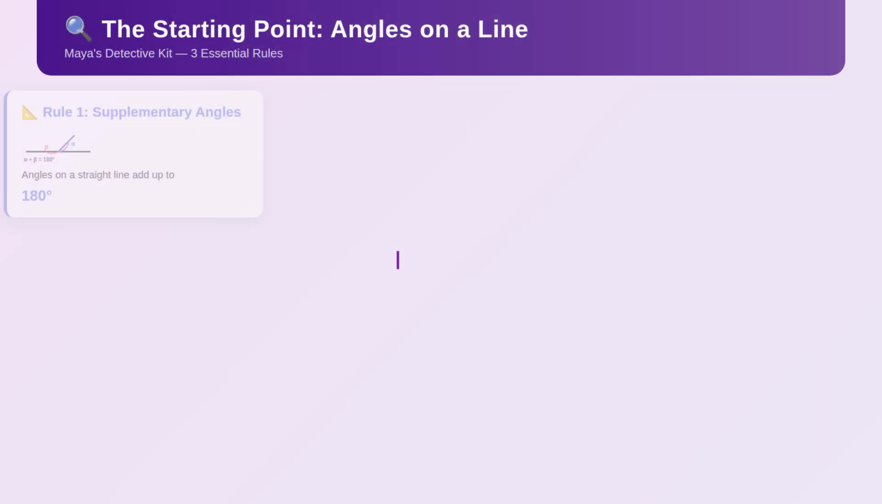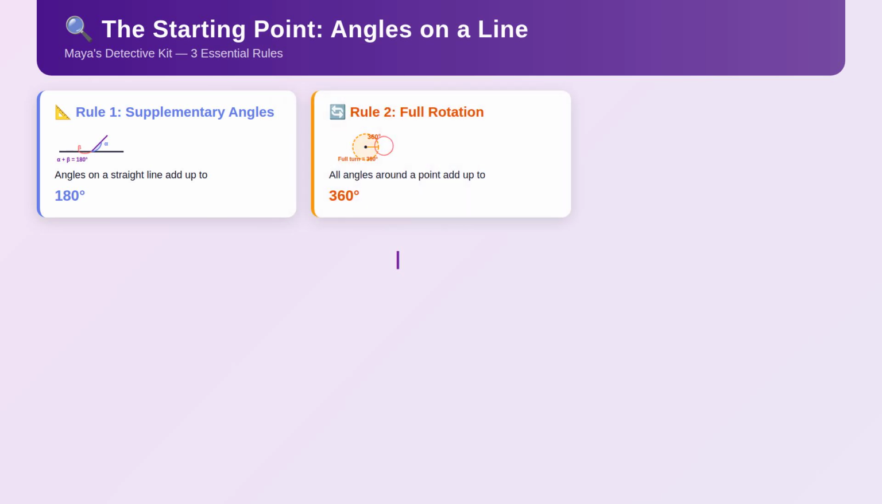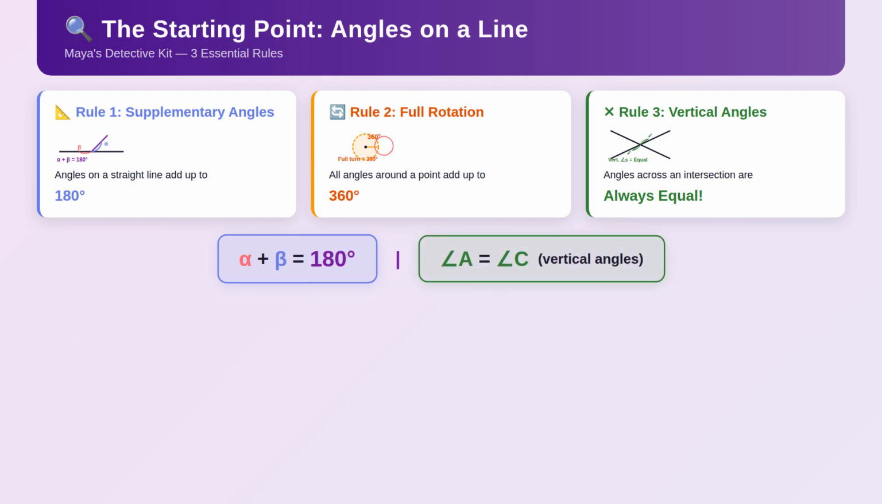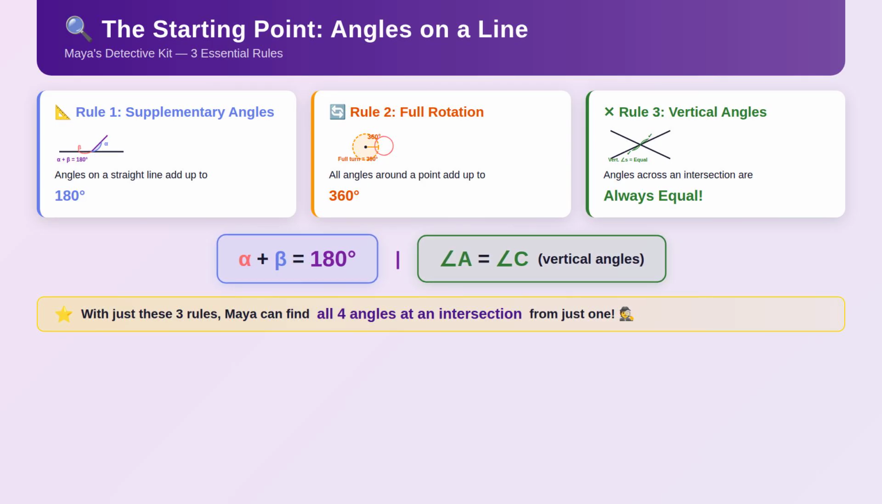Before we unlock all 8 angles, Maya needs 3 basic tools in her detective kit. First, angles on a straight line always add up to 180 degrees. They're called supplementary angles. Second, angles all the way around a point add up to 360 degrees. Third, and this is a fan favorite, vertical angles are always equal. Those are the angles directly across from each other at an intersection. With just these 3 rules, Maya can already find 4 angles from 1.